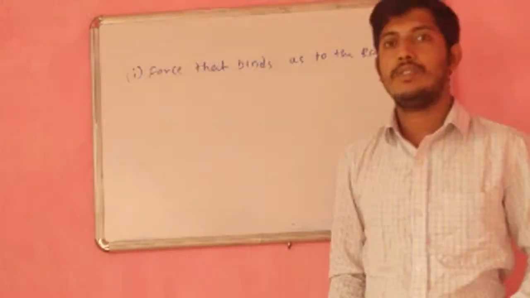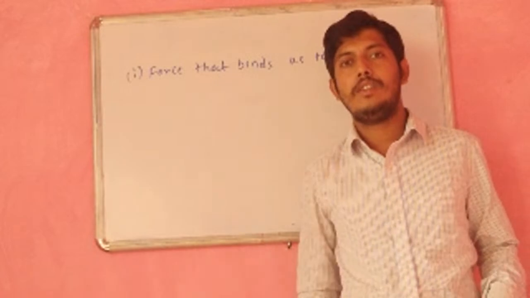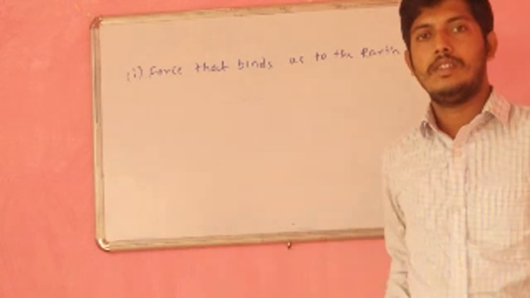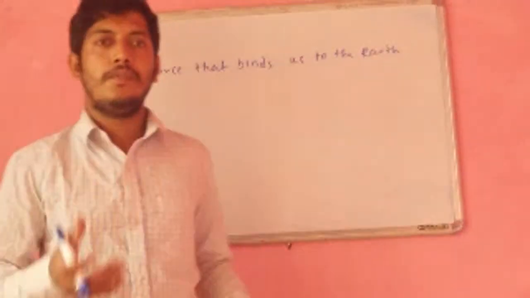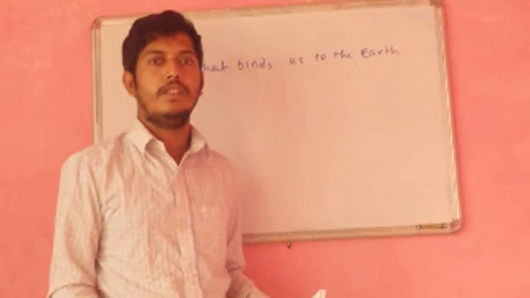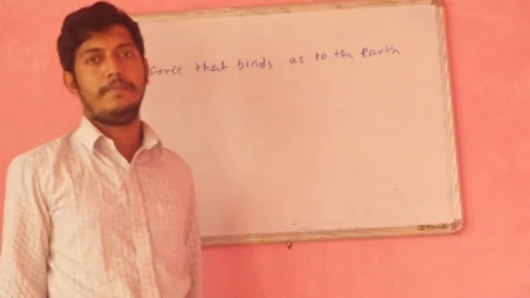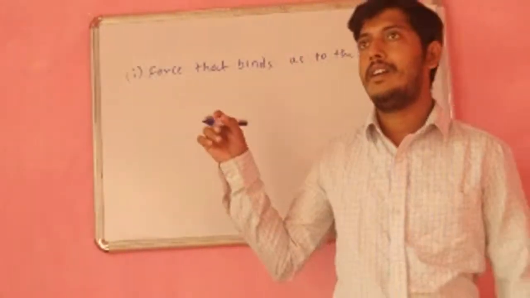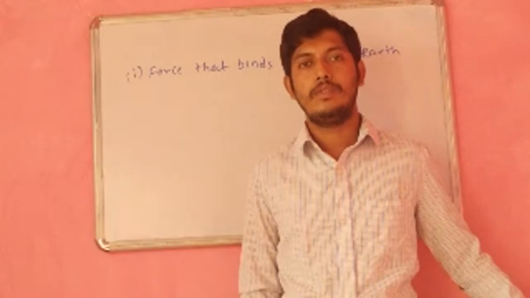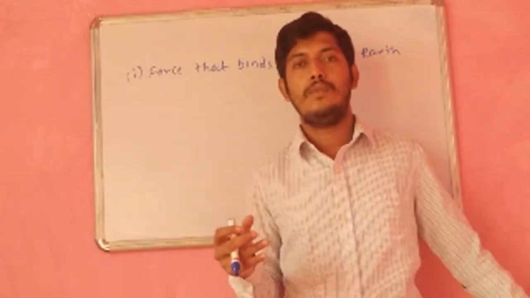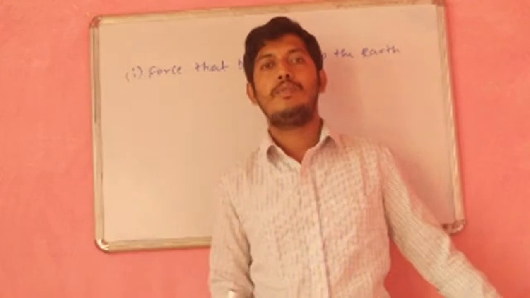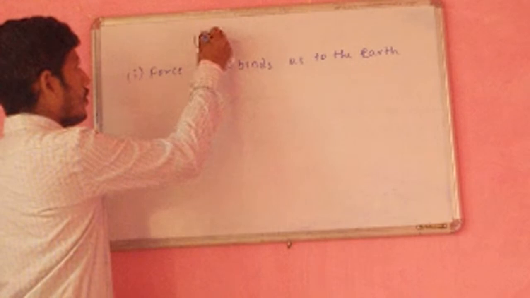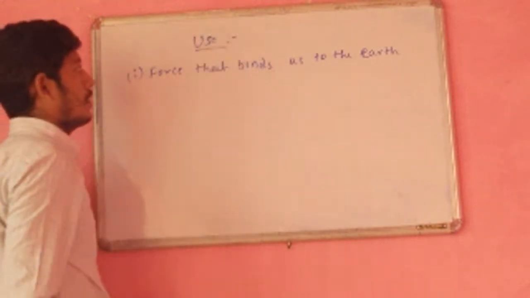If the force of gravitation is not present, then we can't walk on the roads, because if there is no attraction force, if we jump, we will remain in the jumping state. Many astronauts you saw on the surface of the moon, where the attraction force is less, so they can't reach the ground. Okay, this is the main use. Force that binds us to the earth.